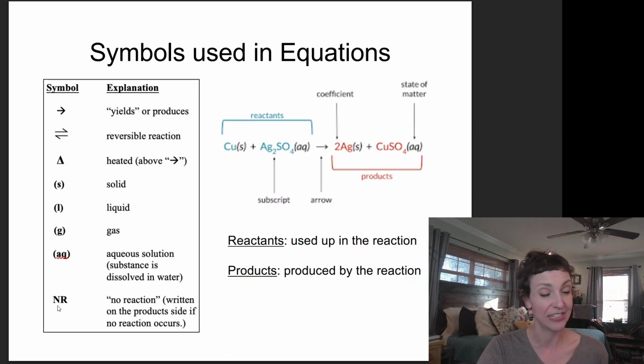And then occasionally we will have a reaction that will not occur, in which case I would write on the product side an NR, letting you know that there's no way that that reaction could occur. And we'll talk about some of the reaction types where we will be applying the NRs for those.